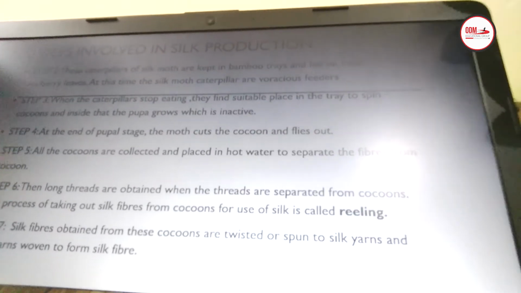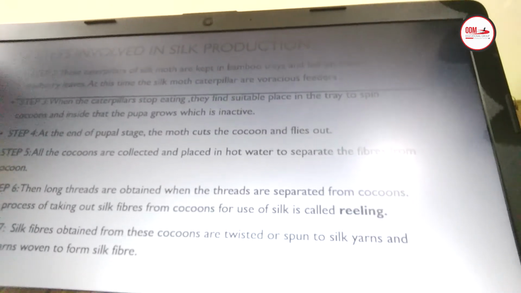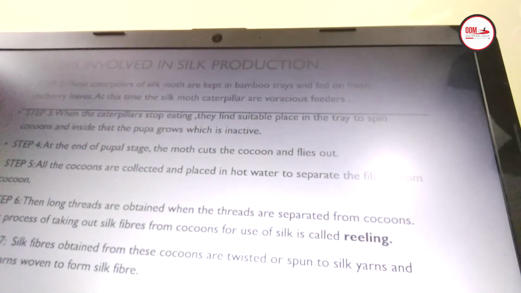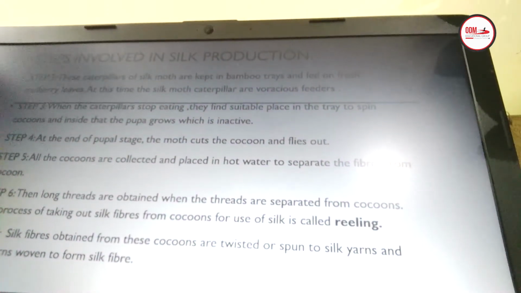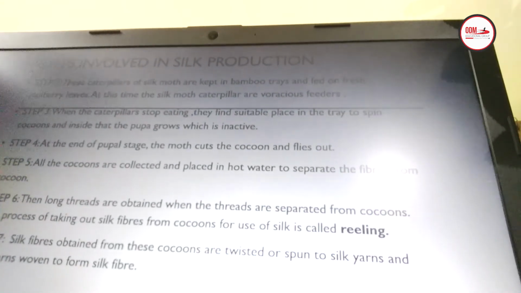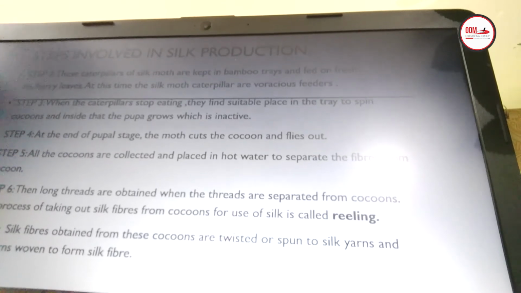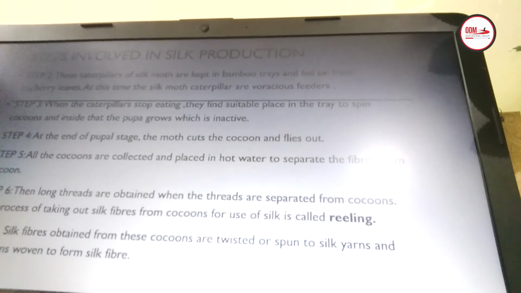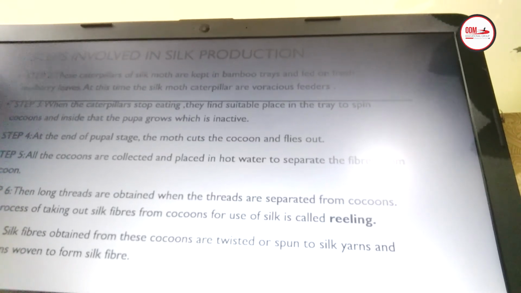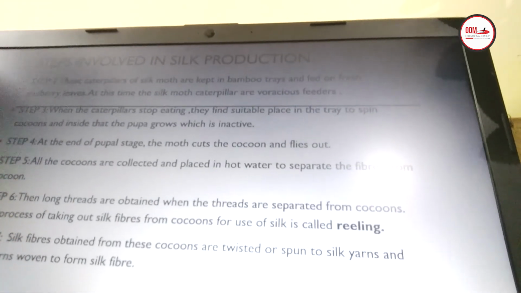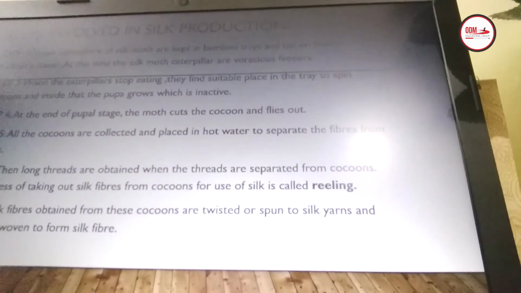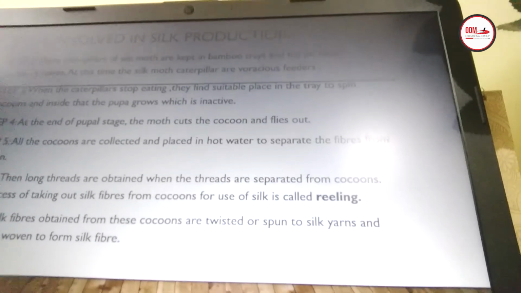In the next step we will find the end of the pupal stage. Before the pupal stage, I have already discussed that the larva undergoes molting stages, and after that it undergoes the pupal stage, and the moth cuts the cocoon and flies away. How the cocoon is formed, we have already discussed: the cocoon is formed by saliva, which secretes a protein named fibroin, a sticky substance which forms a covering around the pupa.